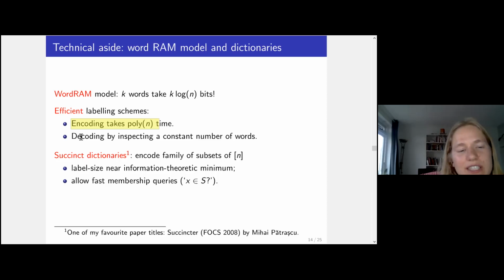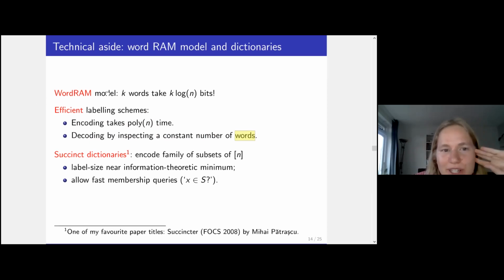And the thing that we didn't know immediately what to do with is the decoding by inspecting a constant number of words. So what we want is when you give this function the two labels, it can only look at a constant number of words, and then it needs to give you the answer. I'm saying words instead of bits, and this is a bit of a weird technical notion in this line of work. There's this model called the word RAM model, which allows you to basically put something down in your alphabet.